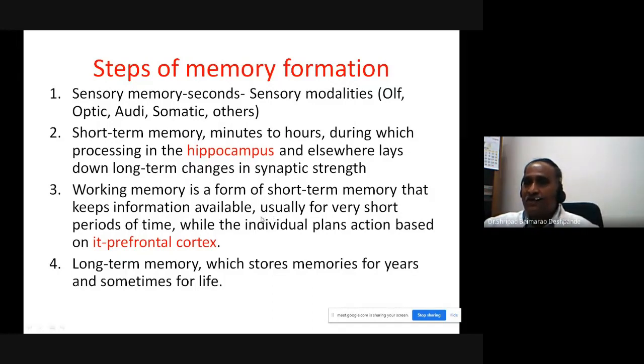So that is a prefrontal area. This is exactly the planning or execution of a particular work to be executed. So that is prefrontal dominance, or the prefrontal cortex is involved.